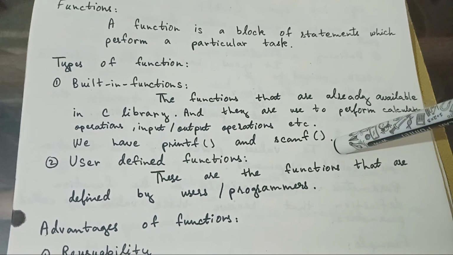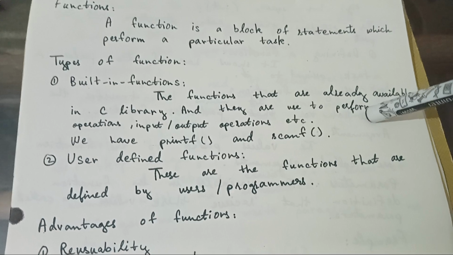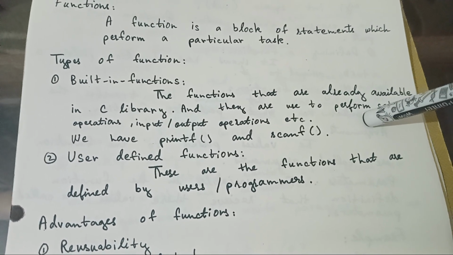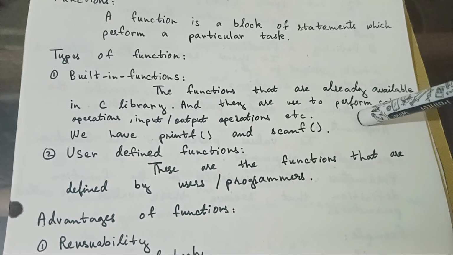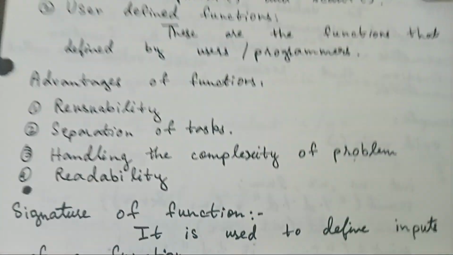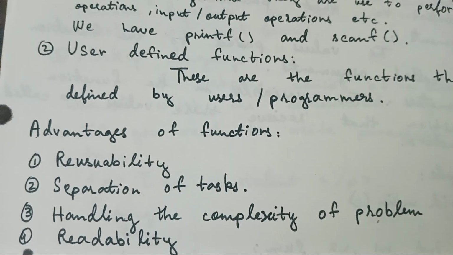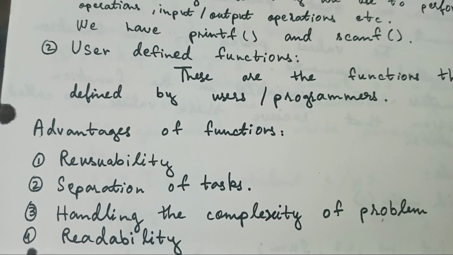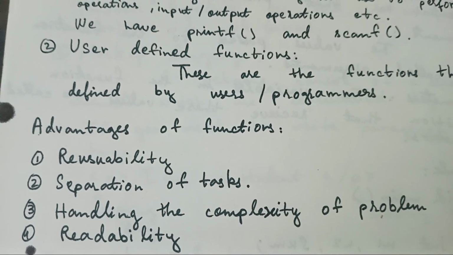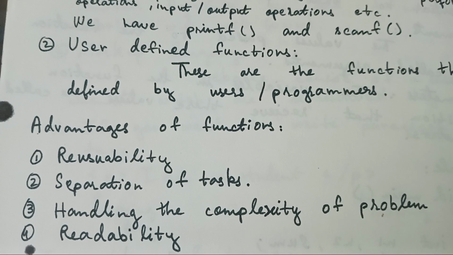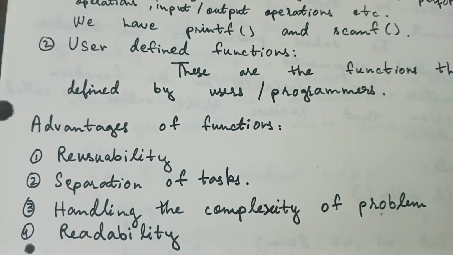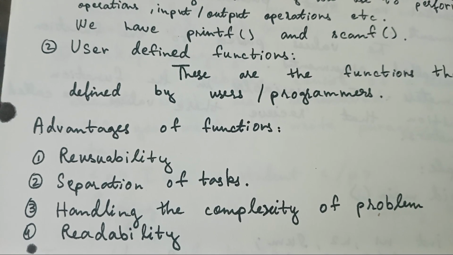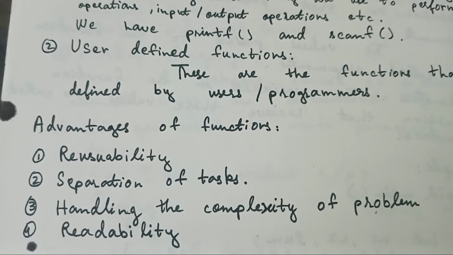So next, functions have many advantages, right? When we use functions, there are four advantages which help us to solve a computer program. Number one is reusability. It means that when you are using a function, it provides us the reusability of code. We just have to call the function once in a program instead of writing the same set of statements or instructions again and again, right?